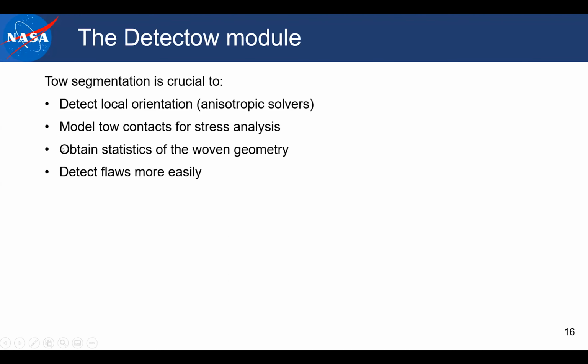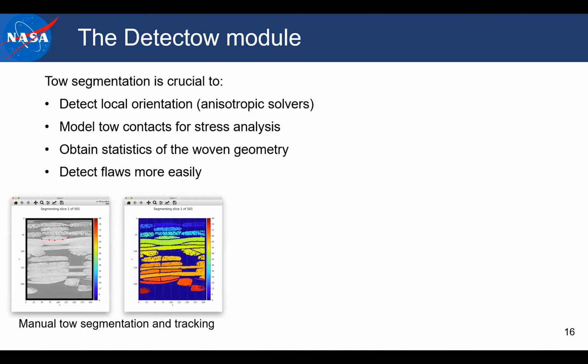So I've just listed here some of the reasons why it's important to have the woven domain segmented. For example, earlier I had a question about detecting damage throughout a micro-CT. One of the crucial steps for segmentation is also to go inside the micro-CT and explore toe by toe if there are any flaws inside it. So something that we've been working on is a module called Detecto, which is made of a couple of different functions. One allows you to manually segment every single toe inside your micro-CT domain.